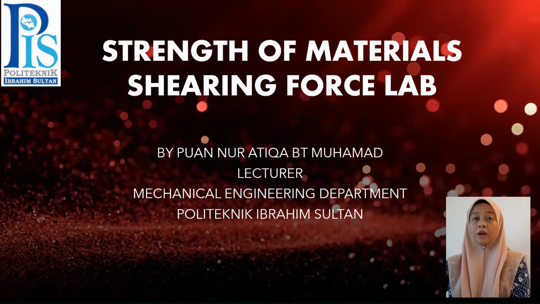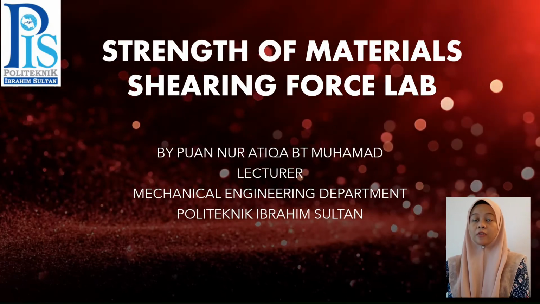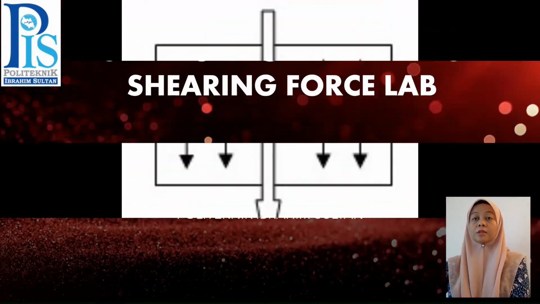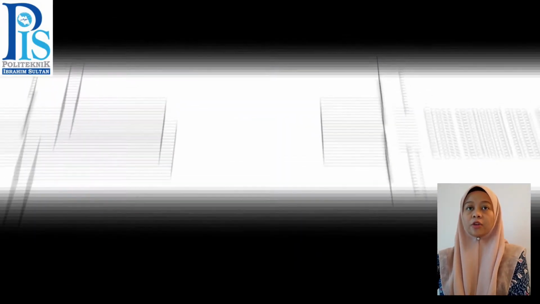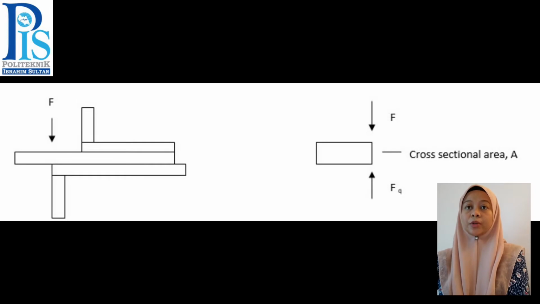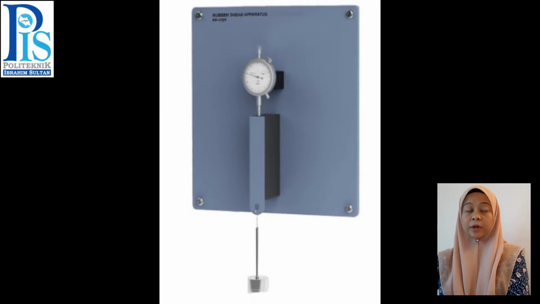For the theory, force will produce the effect of a shear force on the bar if the force is perpendicular and no moment is applied at the cross-section. The action of force at the cross-section area will produce shear stress, which is tau equal to Fq over A. Tau is shear stress and A is cross-sectional area. In this experiment, the cross-sectional area is 3,750 mm².